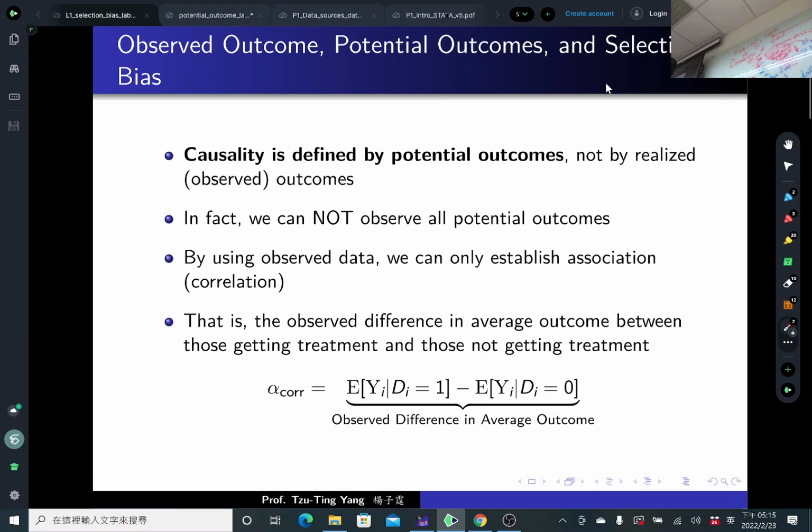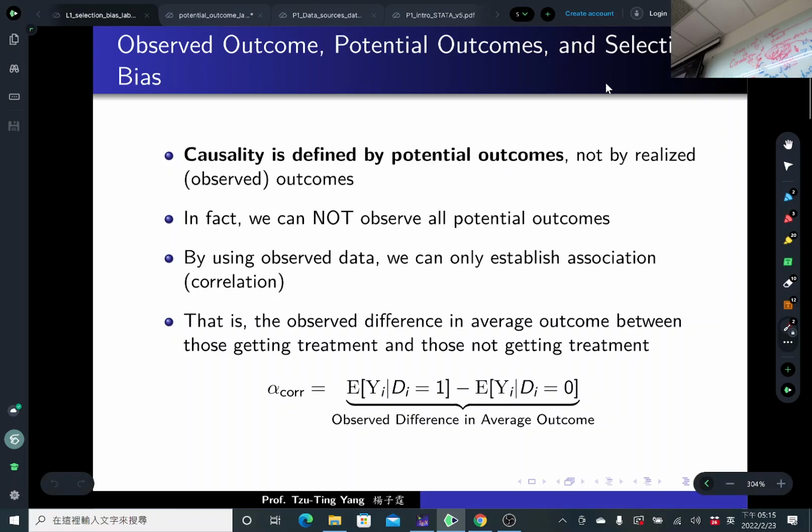you might know now that causality actually is defined by the potential outcome. So we need to use potential outcomes to define the causal effect. So basically, when you discuss causality or the causal effect, you compare two potential outcomes: the potential outcome with the treatment and the potential outcome with another treatment. Okay, so causality is defined by the potential outcome.